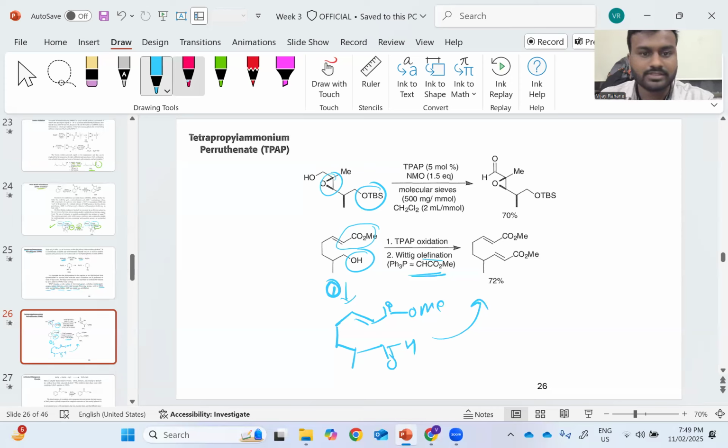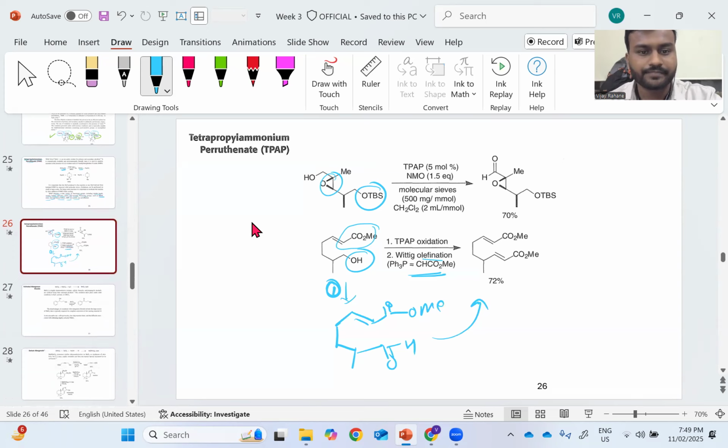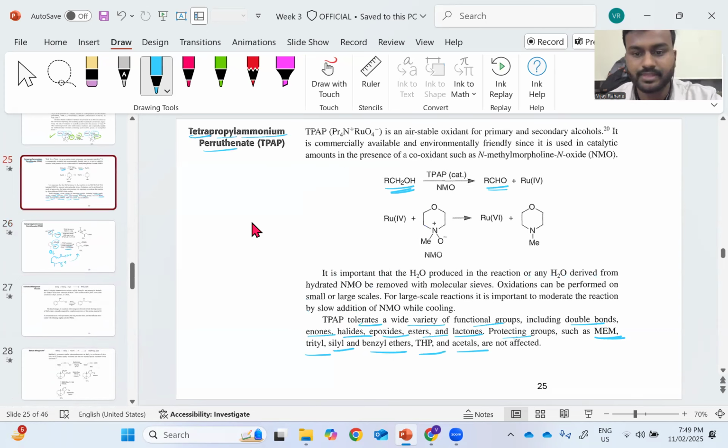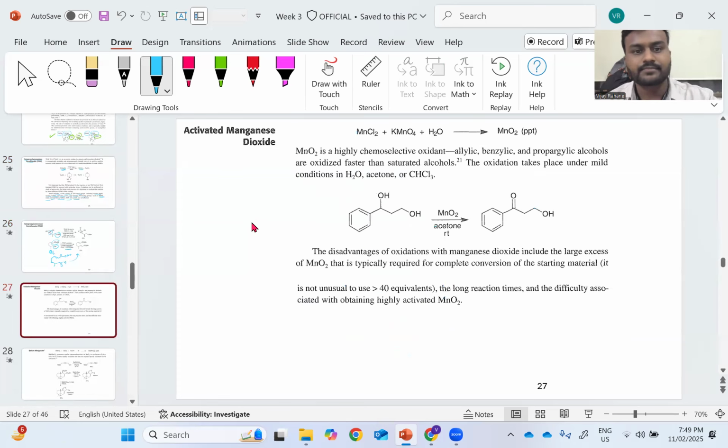So this TPAP also has some applicability, as mentioned earlier, because it doesn't affect most of these protecting groups, and it can tolerate a wide variety of functional groups, including epoxides or halides. So that's why it also has some synthetic utility.